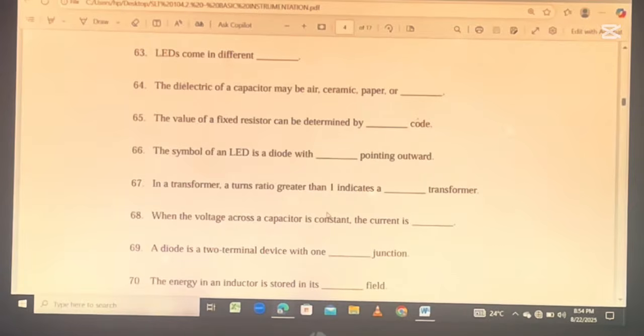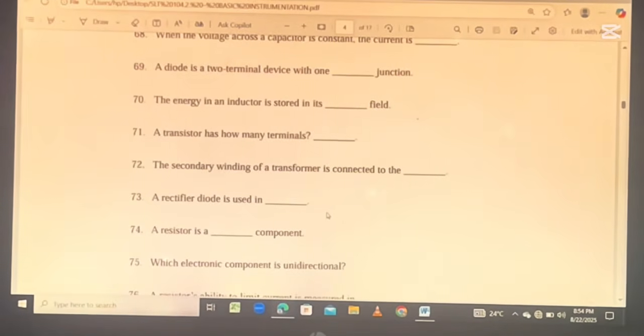Number 69, a diode is a two-terminal device with one dash junction. So with one PN junction. All right, PN junction is, of course, just one in a diode. Now, the energy in an inductor is stored in its dash. The answer is magnetic field. All right, stored in its magnetic field.